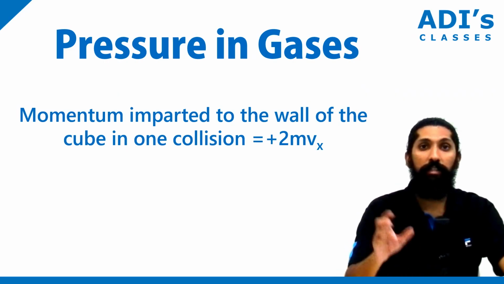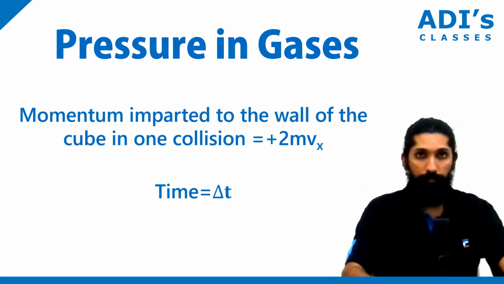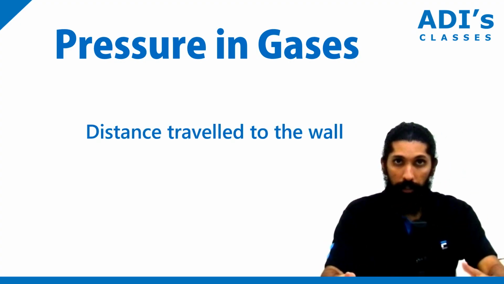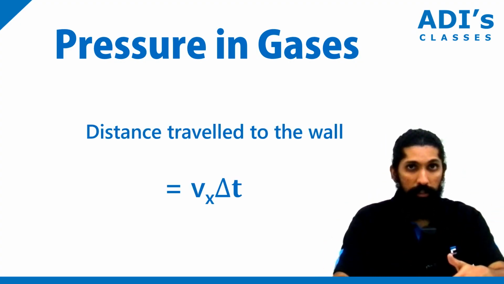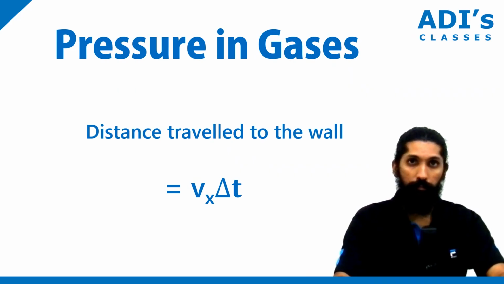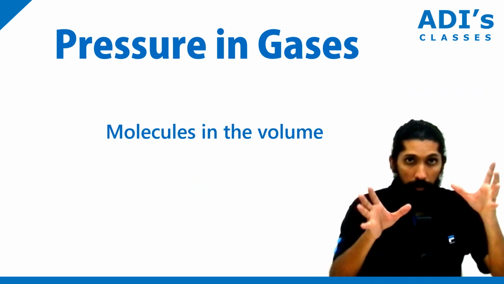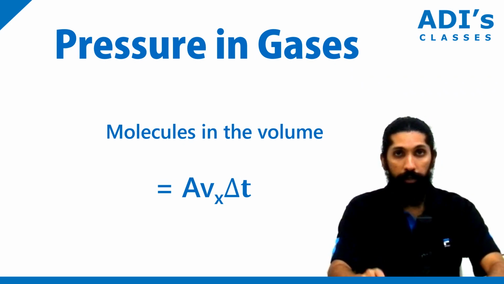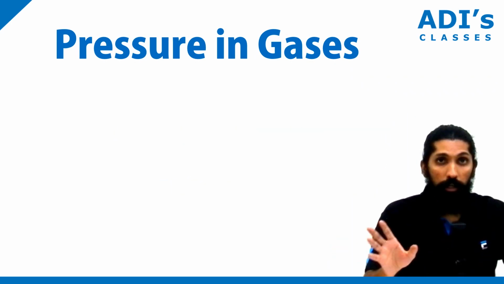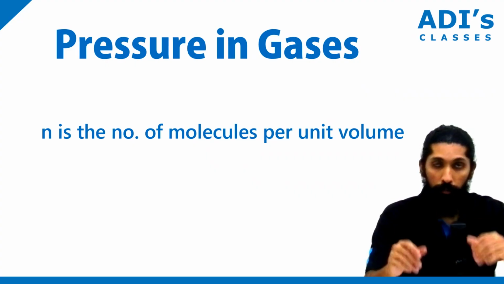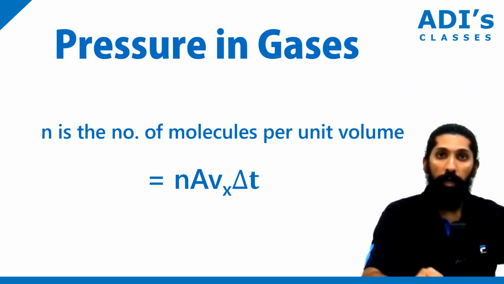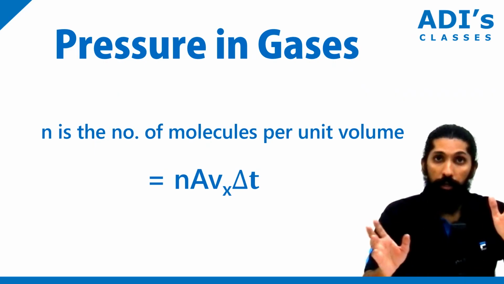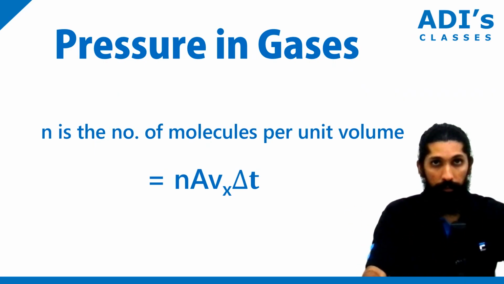Now say that the time taken is delta t, a small value. So the distance traveled will be speed into time, which is Vx into delta t. Now the molecules in that particular path, you're going to have A into Vx into delta t, correct? If there are n molecules per unit volume, then you're going to have n A Vx delta t, correct?